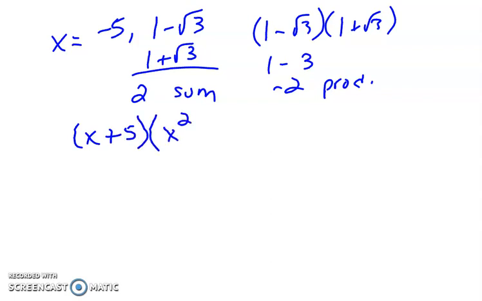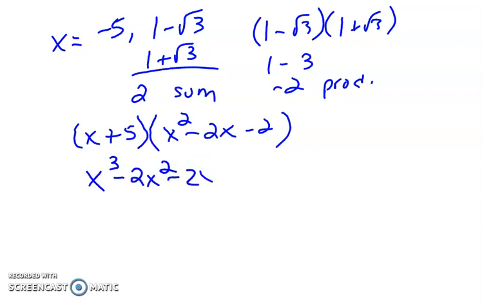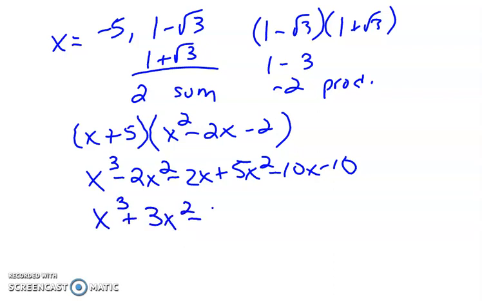Now we have x squared minus the sum, so minus 2x, plus the product, so then minus 2, because we never say plus negative. Now we can FOIL these again. We get x cubed minus 2x squared minus 2x plus 5x squared minus 10x minus 10. Combine like terms, so that polynomial is x cubed plus 3x squared minus 12x minus 10.